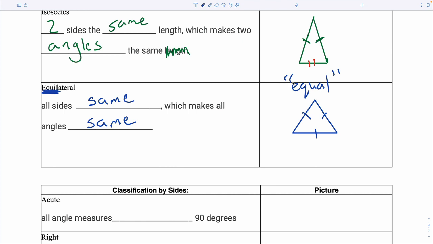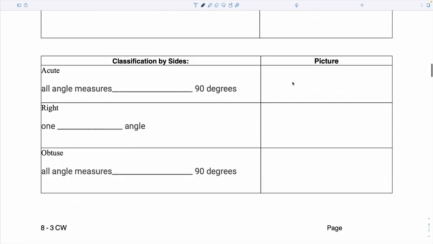You can also classify it with angles. Down here, cross out sides. I didn't fix this in my notes. You're going to write angles. Cross out sides, write angles. Second box, cross out sides, write angles. There are 3 types of angles that you'll see.